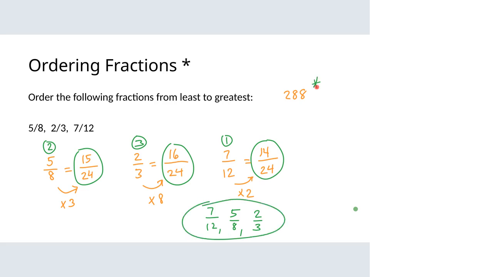And you could absolutely do it with the denominator of 288. If anybody wants to see it done that way, you can let me know. The process is going to be the same. It's just instead of 24 as our denominator, we'll have 288.